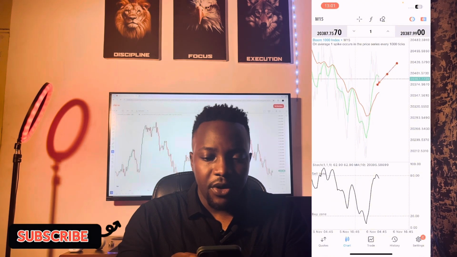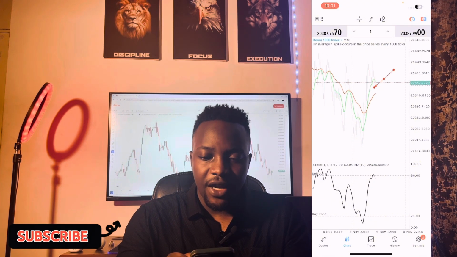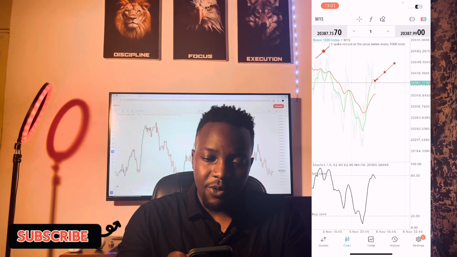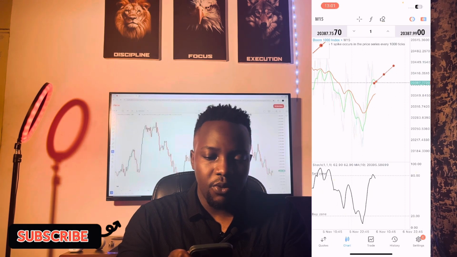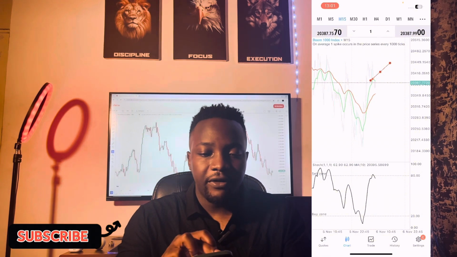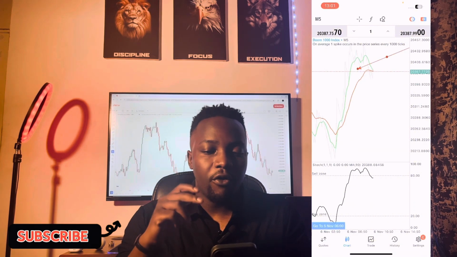So the moment you see candlesticks now below your green line, that's the first thing that you look for on your charts with this strategy. And right here, you can see that we had crossed and we went down below the green line. You're going to switch to your 5-minute time frame and look for entries.